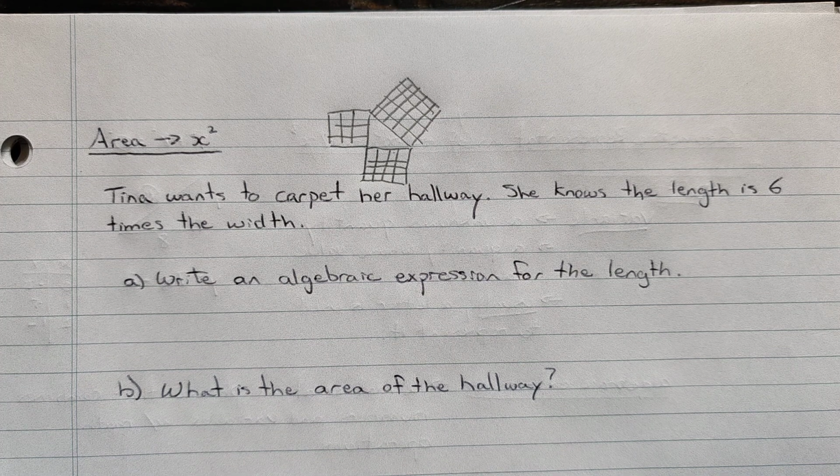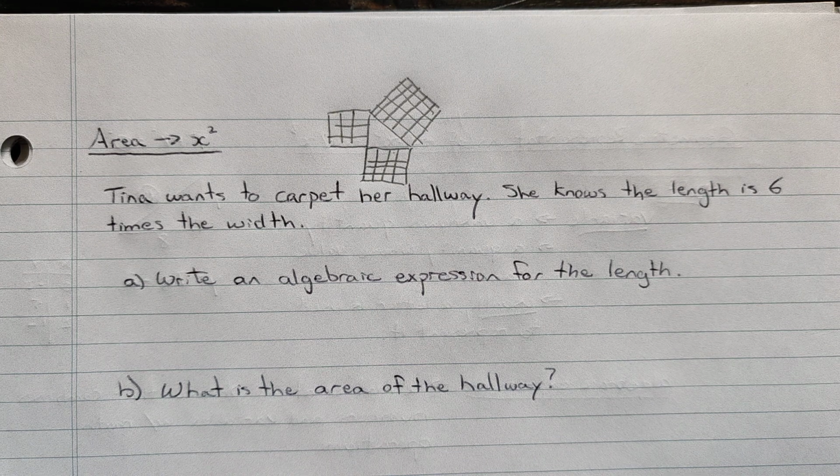So in our case here, working with some examples of how we can mathematically model using this area concept of a variable, we have Tina wanting to carpet her hallway. So when you're going to carpet your hallway, you've got to know the area of it so you can buy the right area of rug. And that's how it's usually sold. It's sold by square footage or whatnot.